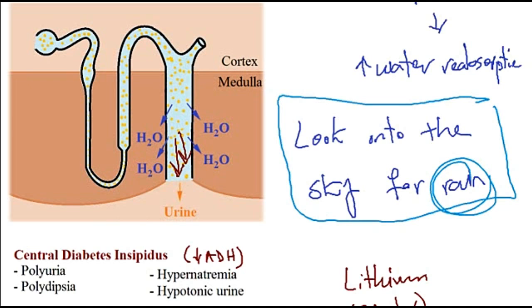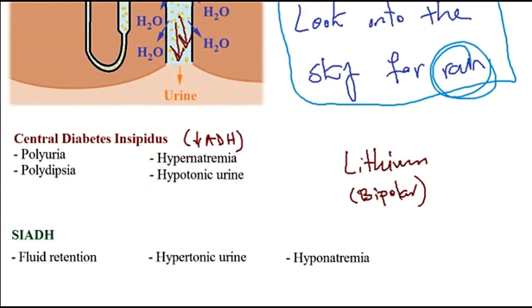Other features that you will see is hypernatremia. So since these patients lose a lot of water, concentration of salts in their serum will increase, and so they would have hypernatremia. On the other hand, since there is now too much water in the urine, it would be very diluted. And so you will have hypotonic urine with the central diabetes insipidus.